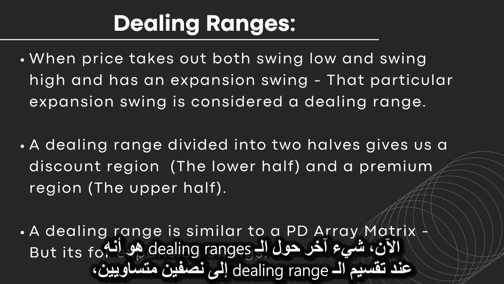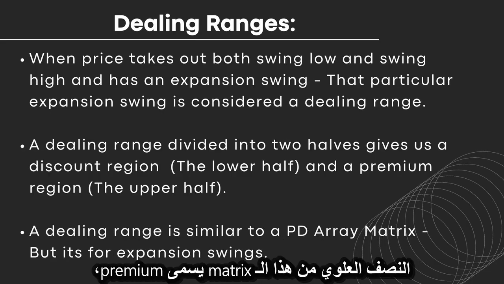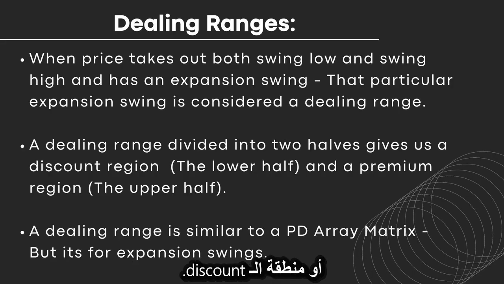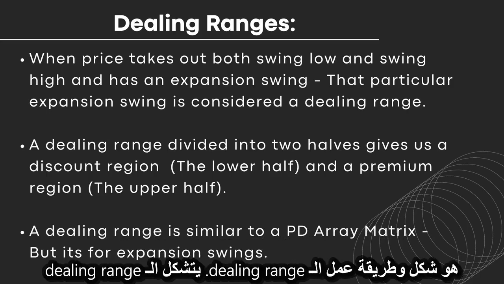Another thing about dealing ranges is that when you divide a dealing range into equal halves, it gives us a matrix. The upper half of that matrix is called the premium and the lower half is considered the discount, or the discount region. Then last but not least, the 50% of that dealing range is called equilibrium. This is basically how a dealing range looks and works.